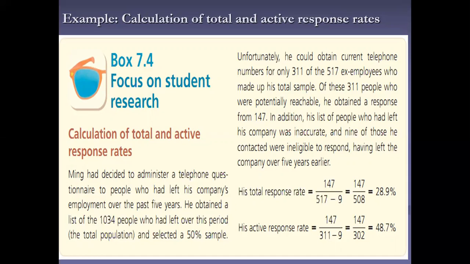His total response rate is equal to obtained sample, 147, divided by estimated sample size minus ineligible. तो इस तरह से करके उसका रिस्पांस रेट 28.9% आता है। एक्टिव रिस्पांस रेट कितना है? 147 divided by number of people available, 311 minus 9, is equal to 147 by 302, and active response rate is 48.7%. So in this way we can calculate the response rate and active response rate.